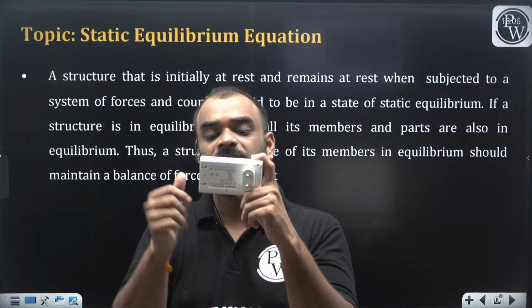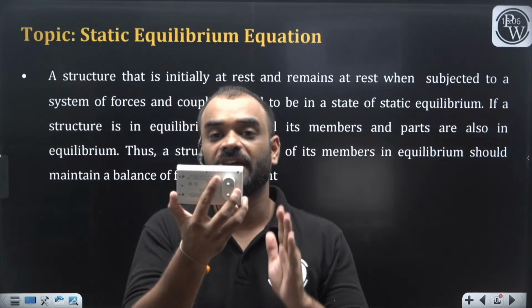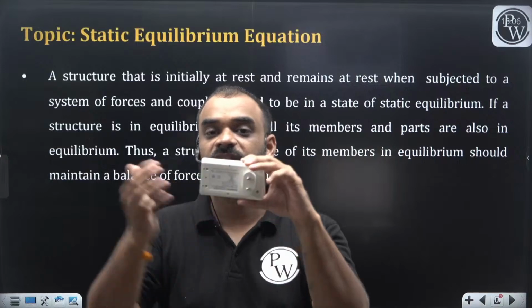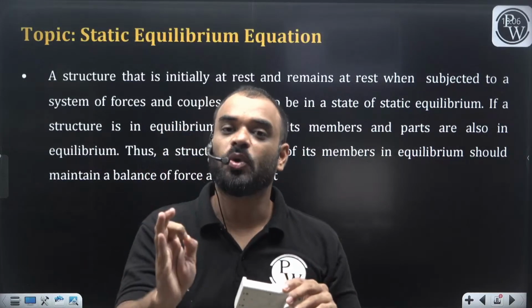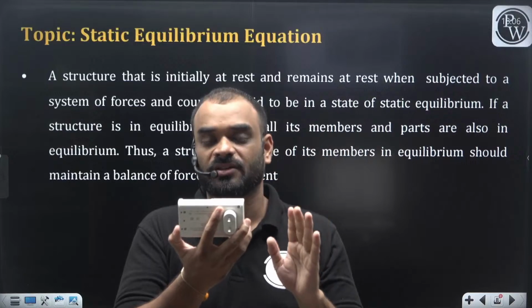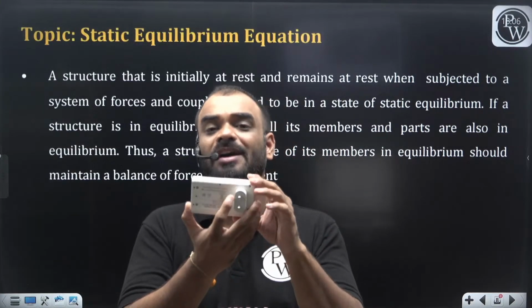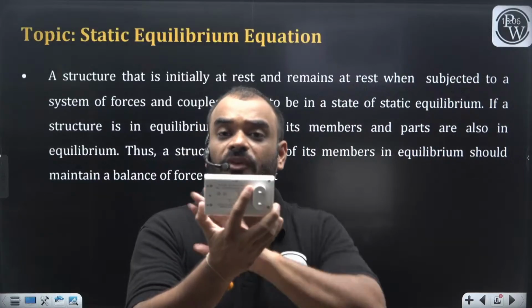Now what will happen? This object is not able to move in the horizontal direction. Why? Because there is some action as well as reaction, and both are equal and opposite. That means they are trying to cancel each other. They are trying to cancel their effect basically, right? So ultimately your object will not move anywhere.